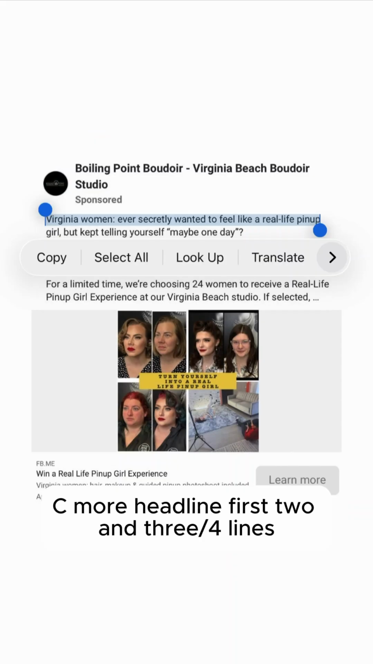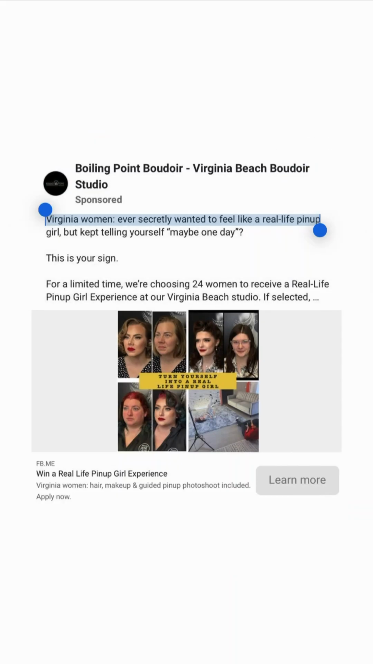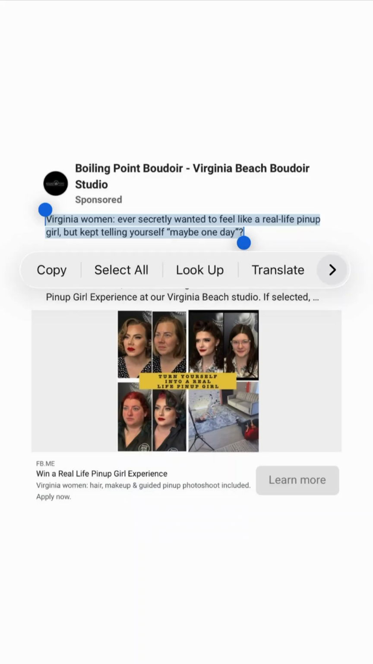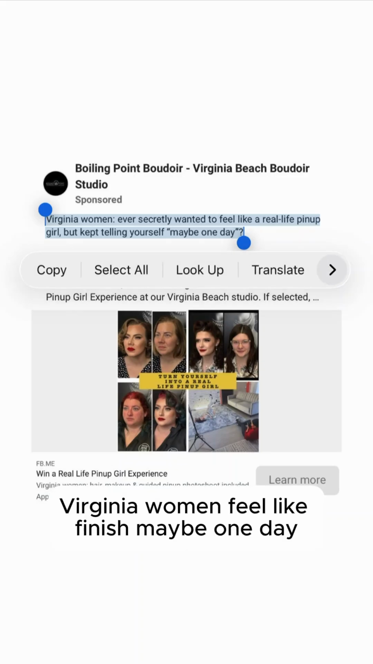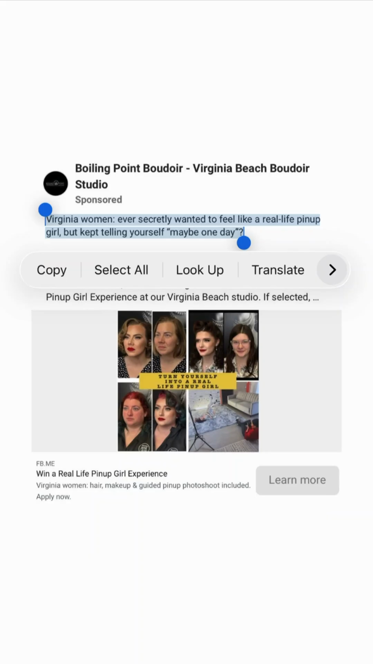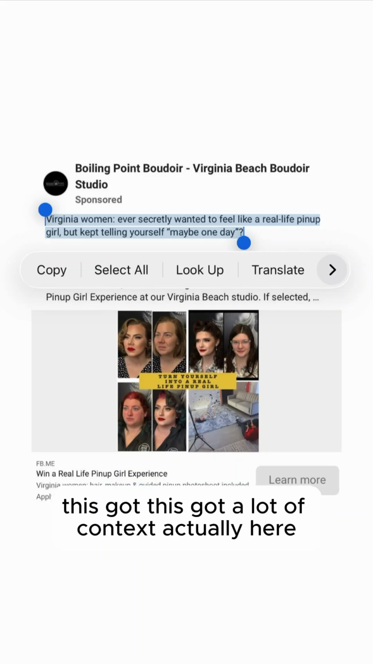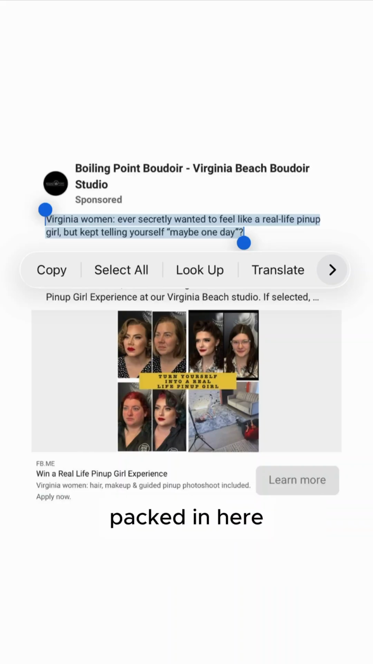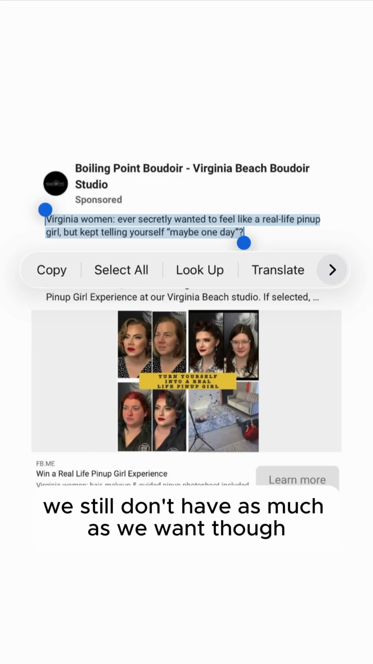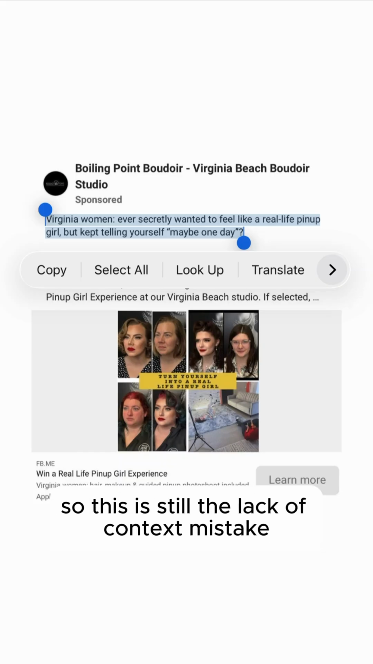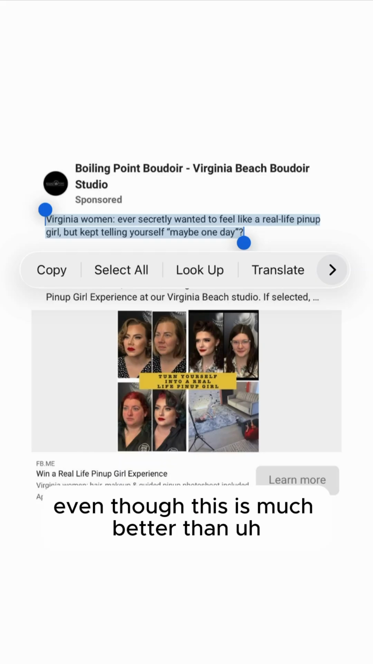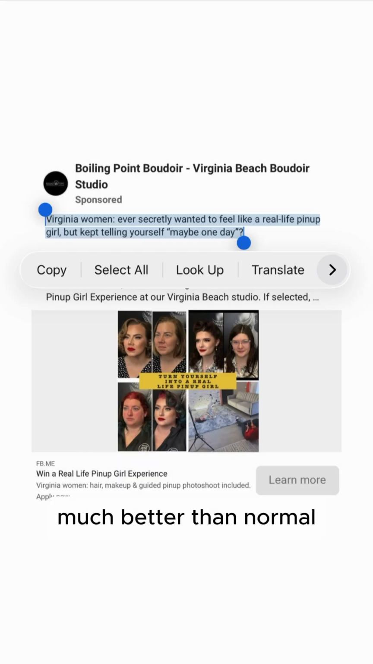First 2 3/4 lines, Facebook mobile news feed. Check this. Virginia women. I feel like gonna maybe one day. Okay. All right. It's got a lot of context actually packed in here. We still don't have as much as we want though. So this is still the lack of context mistake, even though this is much better than normal.